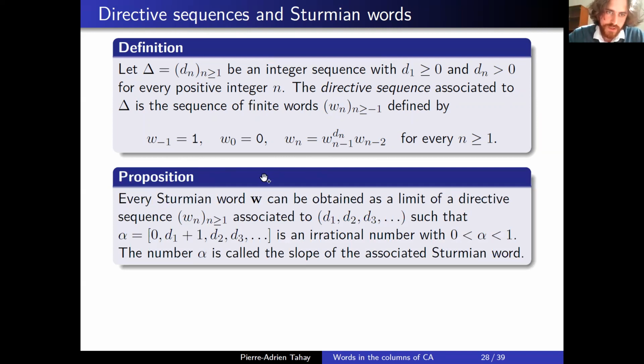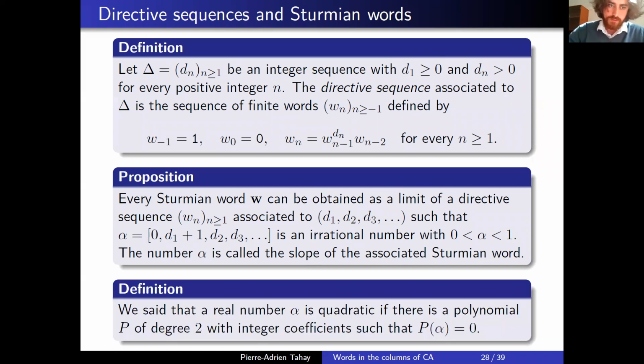And in fact, every Sturmian word can be obtained as a limit of a directive sequence associated to d1, d2, d3, such that the continued fraction expansion [0; d1 plus 1, d2, d3, ...] is an irrational number alpha strictly between 0 and 1. And the number alpha is called the slope of the associated Sturmian word. And we say that the real number alpha is quadratic if there is a polynomial P of degree 2 such that P of alpha equals 0.